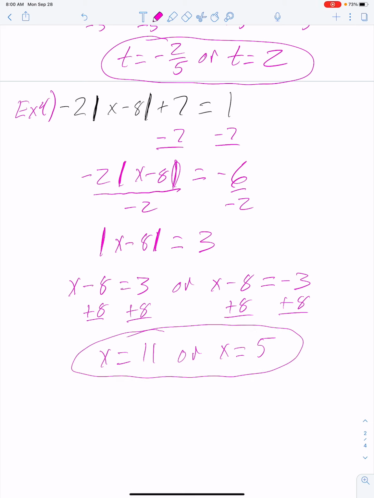Now the work we've just seen isn't going to change much when we start dealing with inequalities, barring one step where we have to remember to flip our sign.